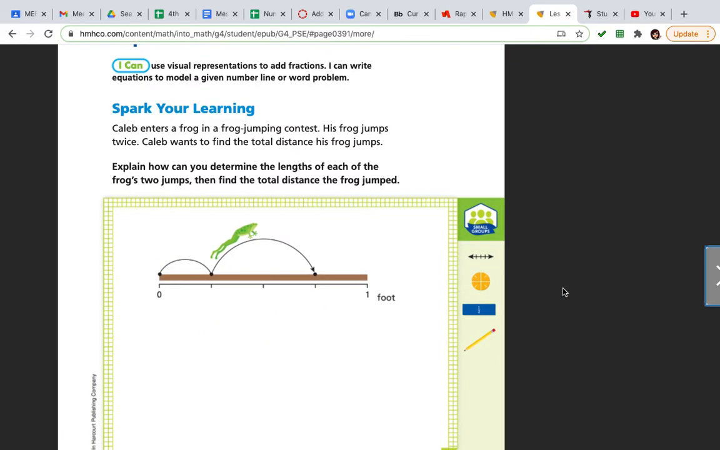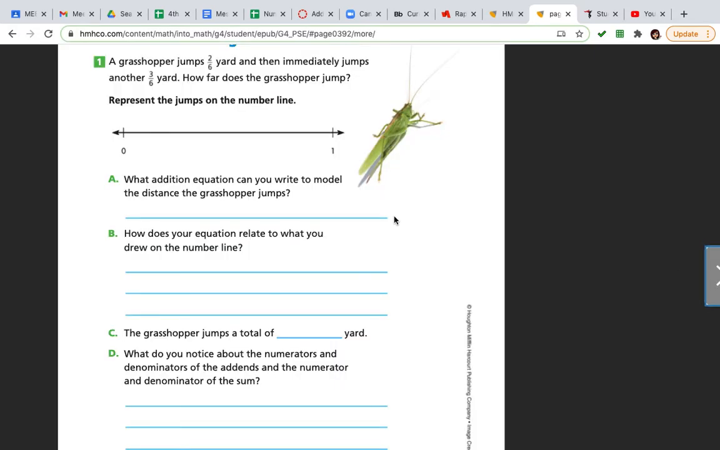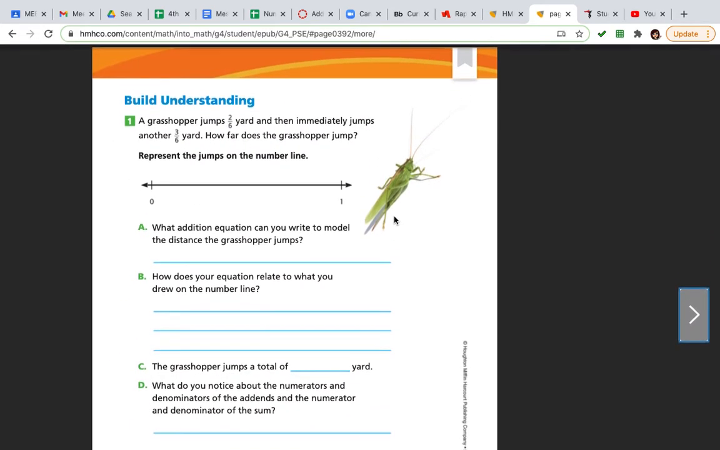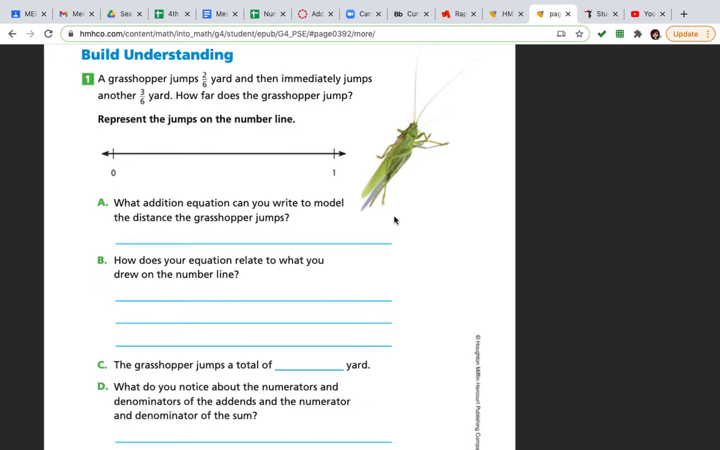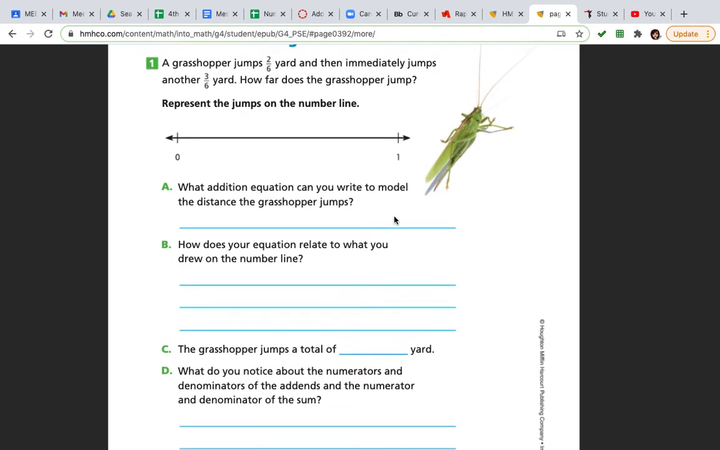Okay, on the next page. Doing grasshoppers. All right, number 1, a grasshopper jumps 3/6 yards and then immediately jumps another 2/6 yards. How far does the grasshopper jump? Represent the jumps on the number line.